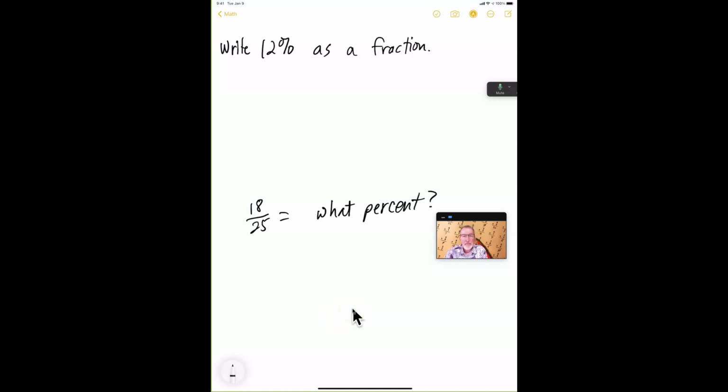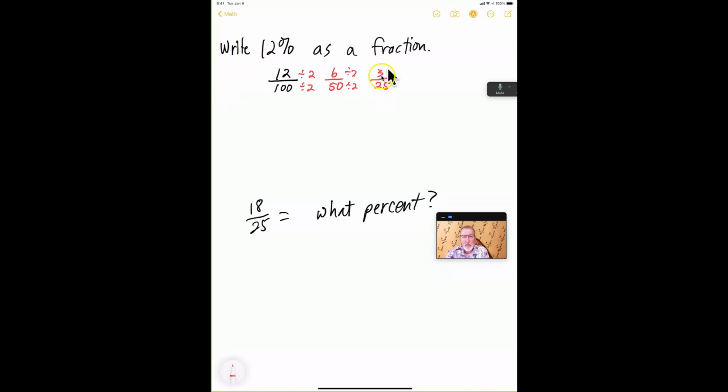Write 12% as a fraction. Okay, so let's look at this. 12% means 12 per 100, which we can just write out as 12 per 100. Here we have the fraction form of 12%, 12 over 100, and all we have to do is reduce that. These are both even, so let's divide by 2 and we will get 6 over 50. And these two are also both even, so let's divide them by 2, and we'll get 3 over 25.